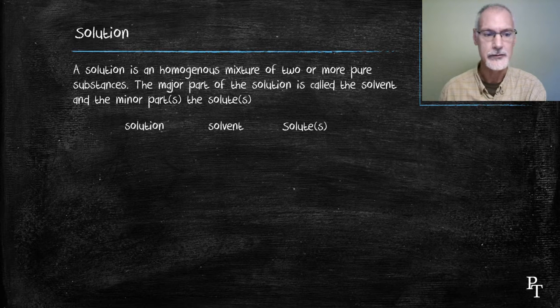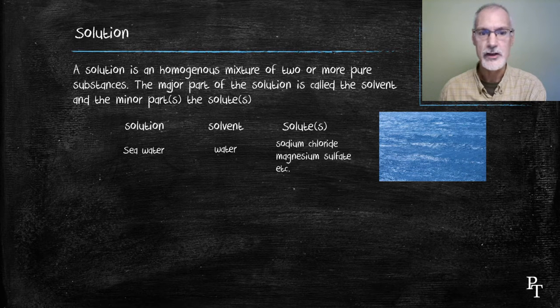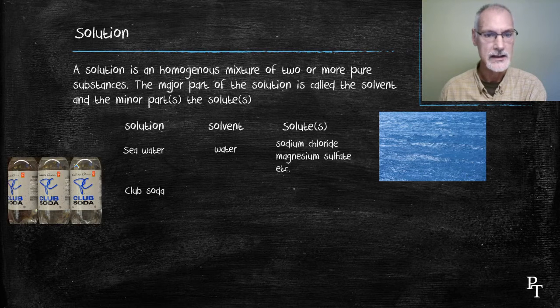Let's look at a few examples. For instance, the solution that we call seawater. Of course, the major ingredient would be water, but the solutes would be several salts. They might include sodium chloride, magnesium sulfate, potassium chloride, and on we go. Club soda. Again, the major ingredient would be water. And the solute, what gives us its fizz, carbon dioxide gas dissolved in that water.